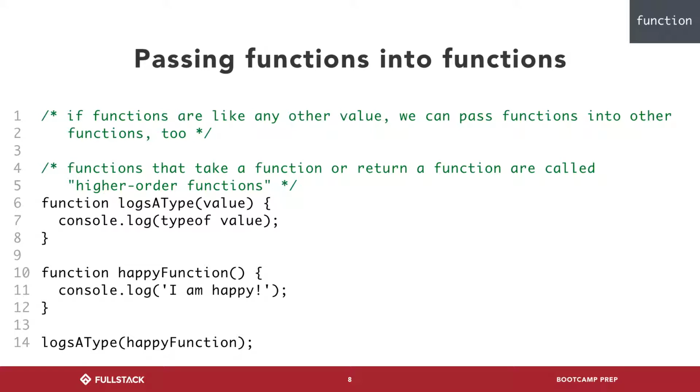If I was to add the open and close parentheses after happyFunction, the way JavaScript interprets that is invoking that function is going to take a higher precedence, a higher priority. So we're going to invoke that function, see what that function returns, and then pass whatever it returns into the logsAType function. So in that case, what's going to happen here? What's going to print out? String. No, sorry. No. Guess again.